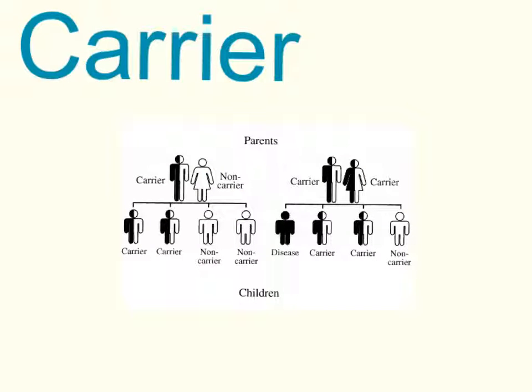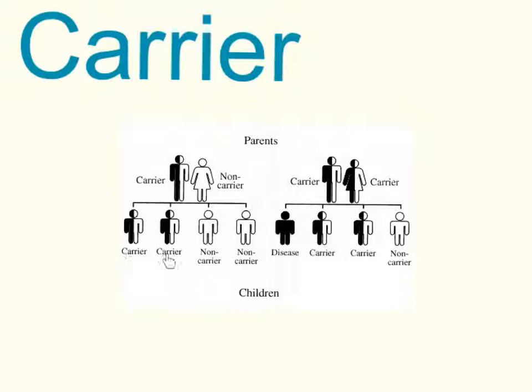A carrier is when one of the individuals, a mother or father, carries a disease or genetic mutation with them. That doesn't mean they're fully affected by it, but it means they have it in their system, which they can pass on to their children. So in this first diagram here, it shows that the father is a carrier of some type of disease, which we do not know, and the mother is a non-carrier.